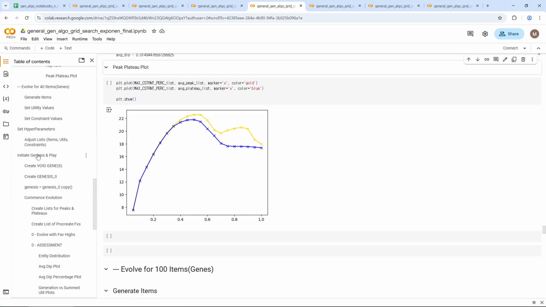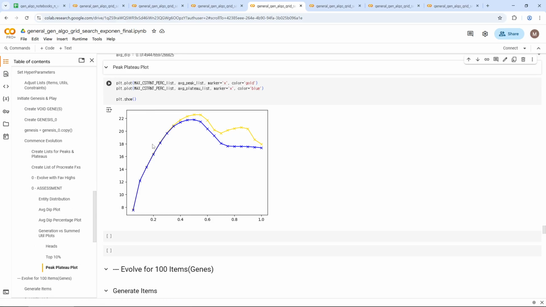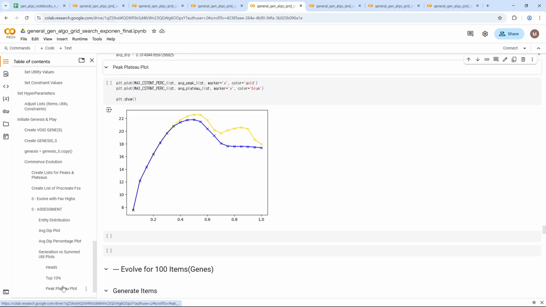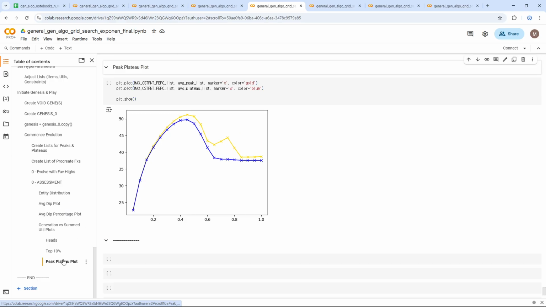When we have 40 items using the exponential distribution, this is what happens. Yeah, so the average dip percentage, or the average dip, gets bigger around when max constraint percentage is around 0.7 or 70% until 80%, and 100 items. So this is also about the same.